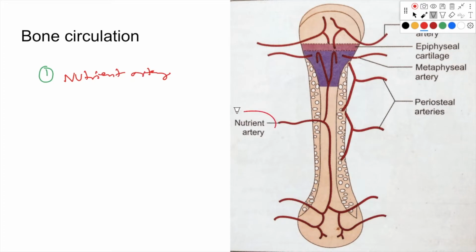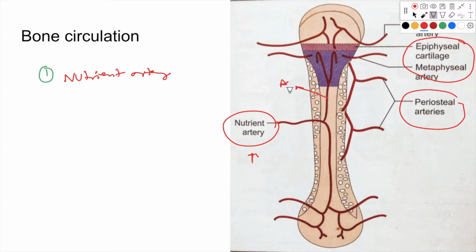So one is the nutrient artery. The second one is the periosteal arteries. The third one is a metaphyseal epiphyseal artery system. The majority of the blood supply comes from the nutrient artery, which is a forceful or high pressure system, which enters the nutrient foramen of the bone and then gives rise to the ascending branch and the descending branch.